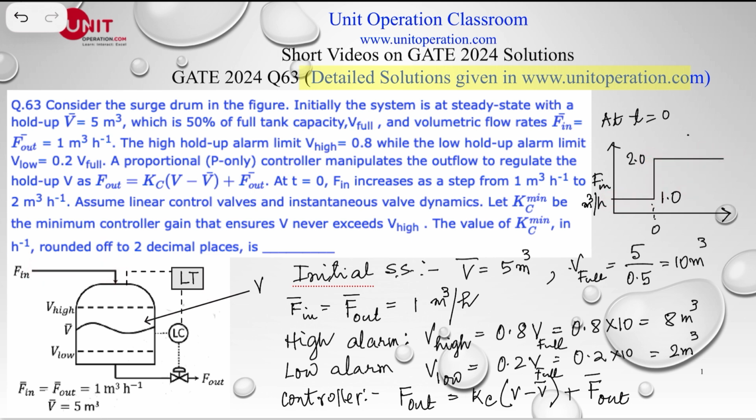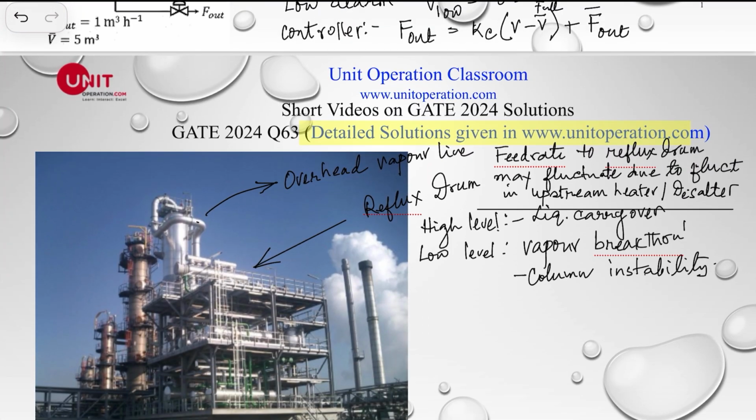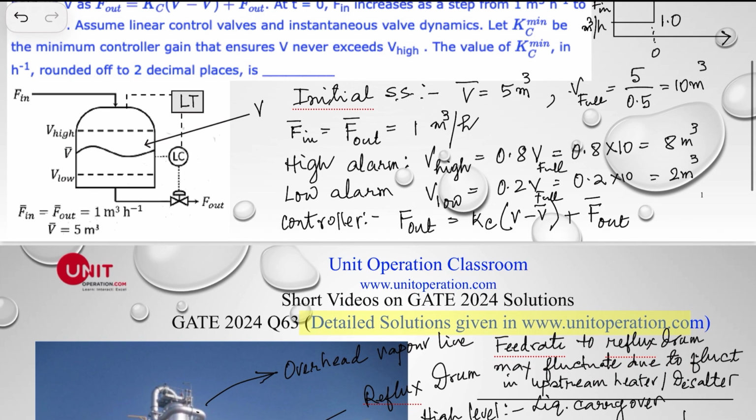Let's quickly see an application of this. This is a very good application in, let's say, a distillation column. This is over the vapor line, and this, of course, is a reflux drum. The level in the reflux drum, which is this drum right here, may change.